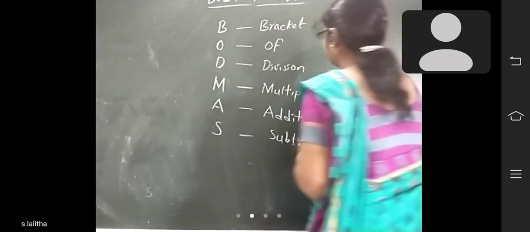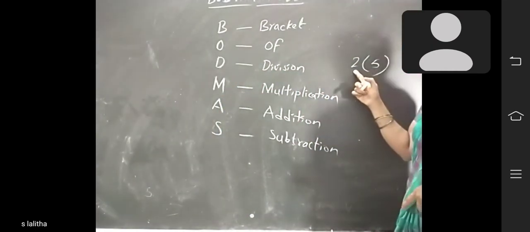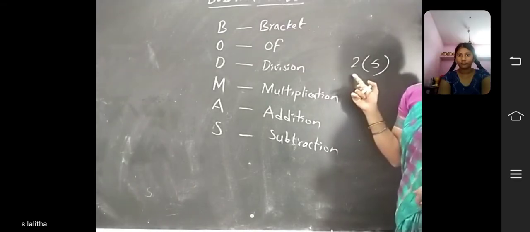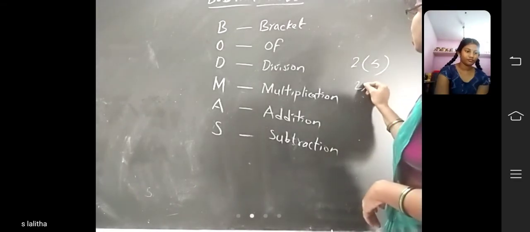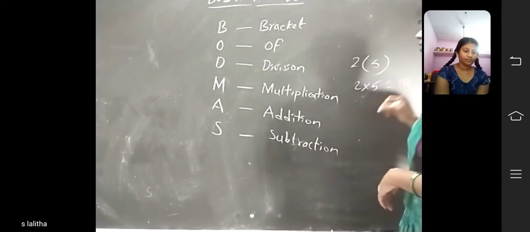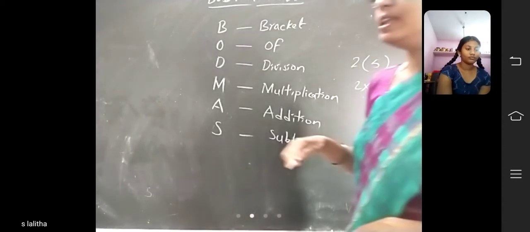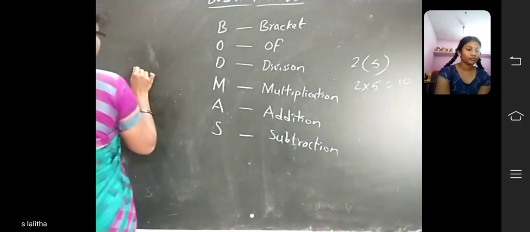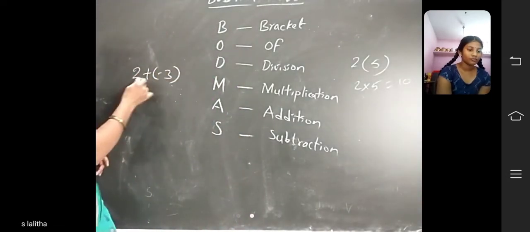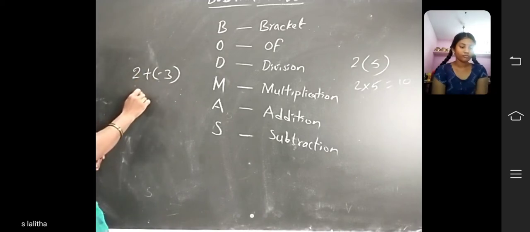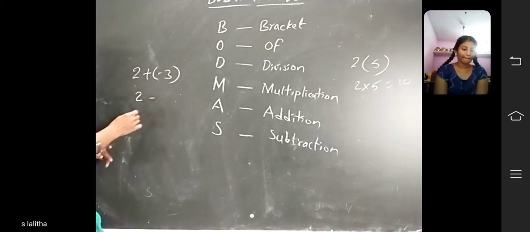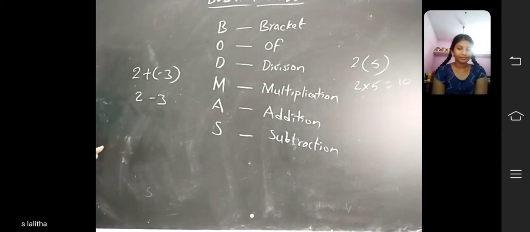See here. How can you read this one, children? 2 of 5. How can you read it? 2 of 5. So 2 of 5, how can you write it? 2 into 5, 2 5 10. Like that. Did you understand now? Otherwise, like this: 2 plus of minus 3. How can you read it? 2 plus of minus 3. That means plus of minus 3. Did you understand? Of means multiplication. Okay.